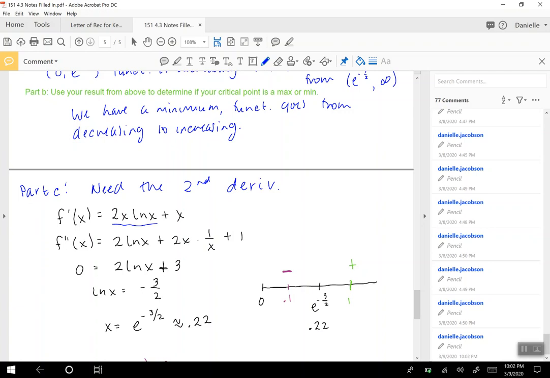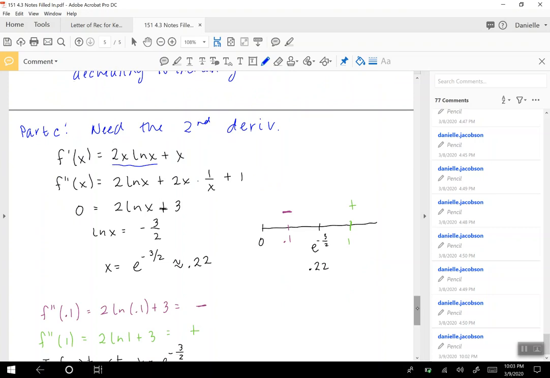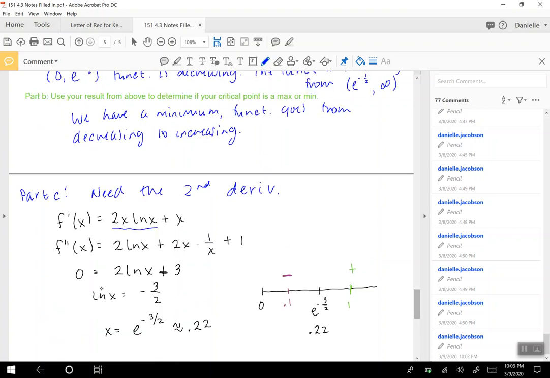Now I need to set that equal to 0 and solve. When I subtract the 3 and divide by 2, I get negative 3/2. And from there, if I exponentiate both sides by e so I can undo this natural log here, I'm left with x equals e to the negative 3/2, which is about 0.22. All right, so from here, I need to figure out if this critical number gives me anything special. Really what I'm looking at is, is this an inflection point or is it not? And I also want to determine those areas of concavity.